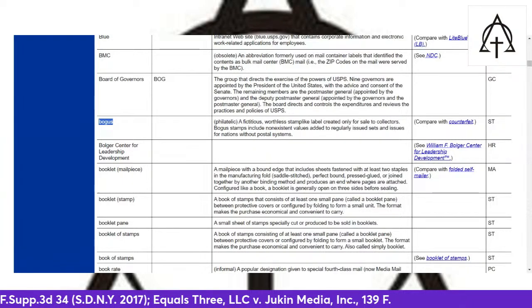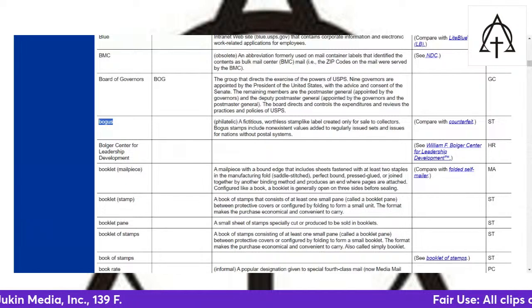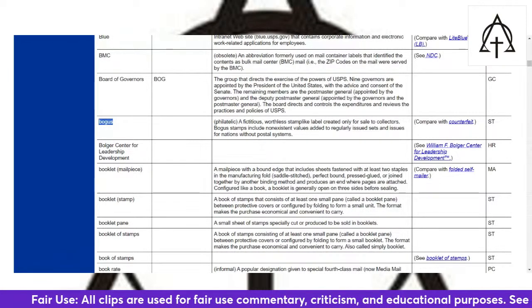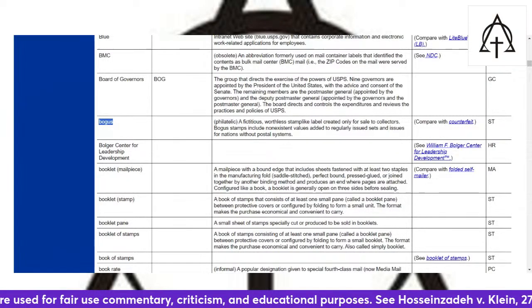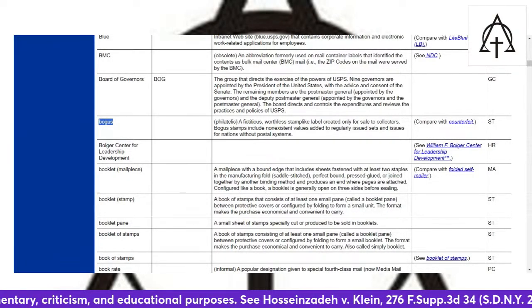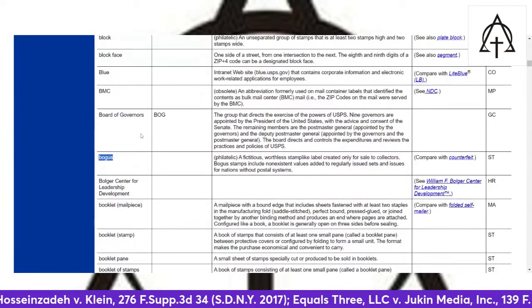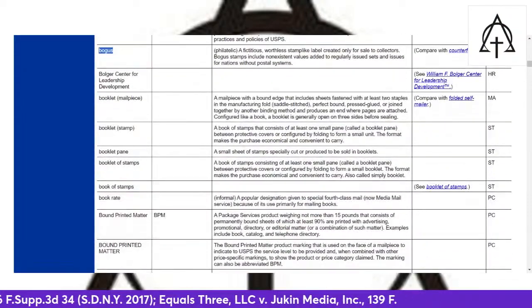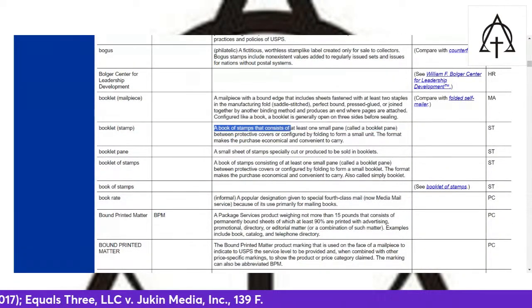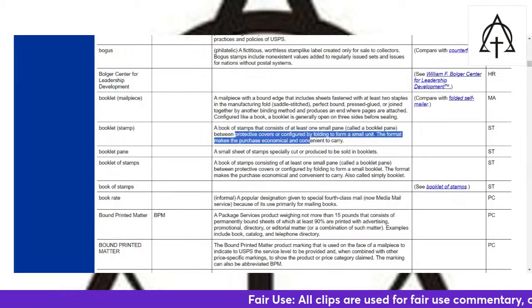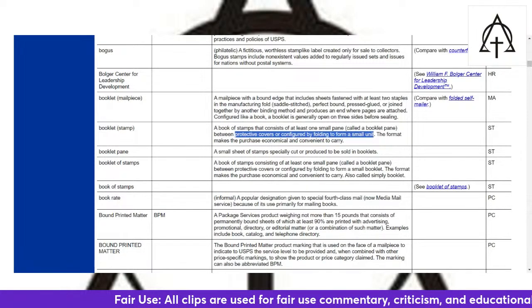So understanding the actual value as expressed and making sure that you let them know it's prepaid according to this account number. And here's my symbol, my logos, and here's my special notation or file number or record number so that it can match up in my records. Booklet stamp. A book of stamps that consists of at least one small pane between protective covers or configured by folding to form a small unit.